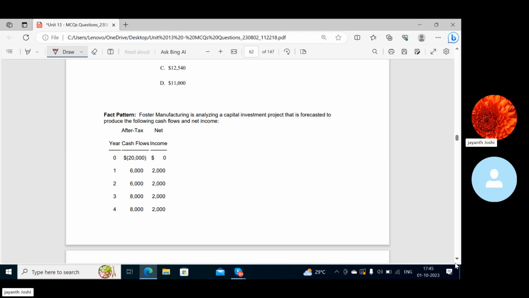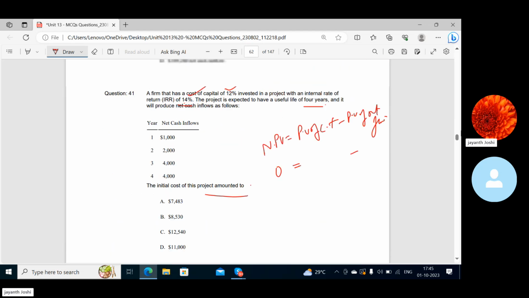This is a different question, Foster Manufacturing. We don't have NPV here. Nothing is given, and we don't have outflow here, but we have inflows here. Okay, we will do discounting of this. Let's see what we are getting. Initial cost.